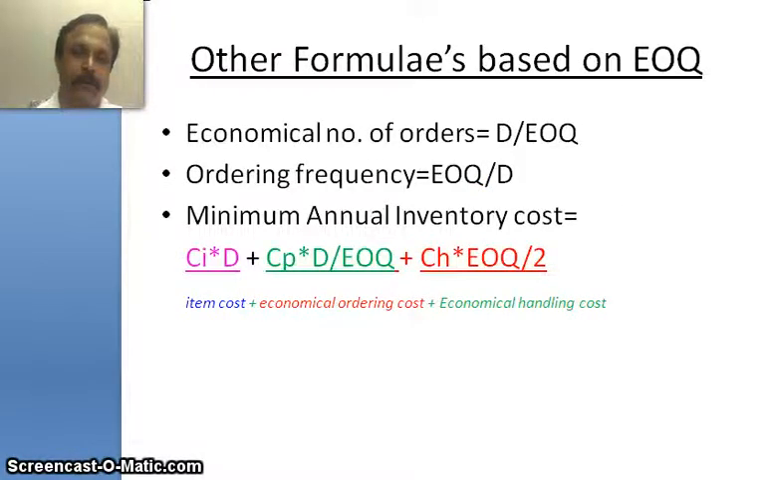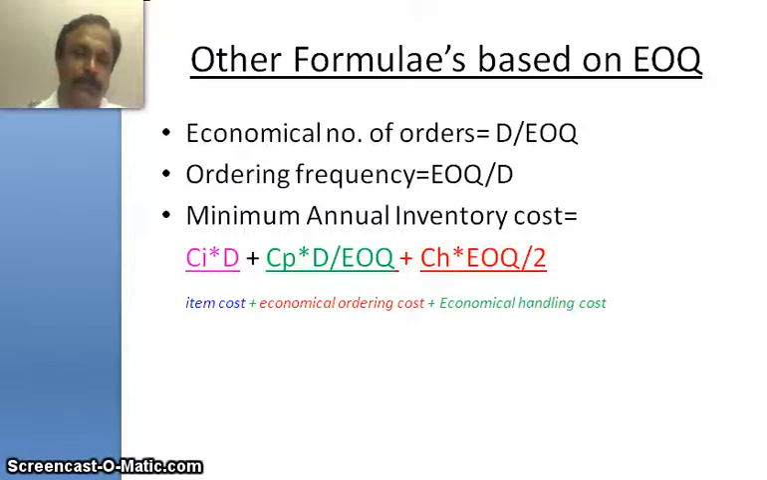of the inventory control. That is, you can decide the number of orders which will give you the economical situation, that is D divided by EOQ, that is the annual demand divided by the economic ordering quantity. Now you can also determine the ordering frequency or the time between the orders, which is given as economic ordering quantity divided by the annual demand.